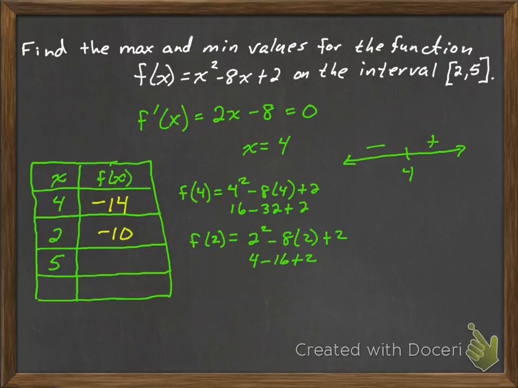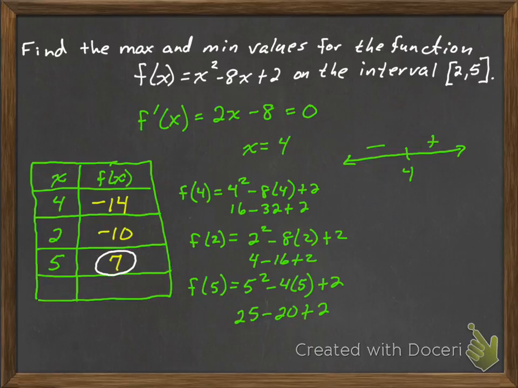And then we evaluate f of 5. So f of 5 is equal to 5 squared minus 8 times 5 plus 2. That's going to give us 25 minus 40 plus 2. All right, so 7 is the largest value in this table, which means 7 is the absolute max.